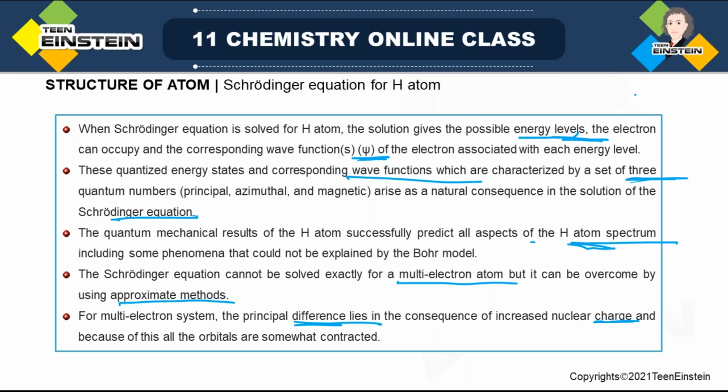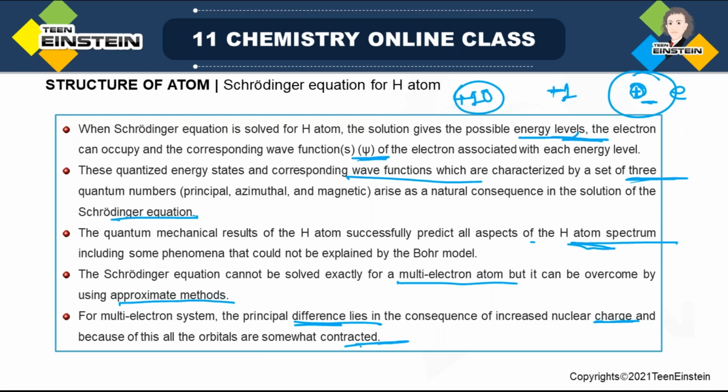When there is a single proton and a single electron, the nuclear charge is only +1. But when it is a multi-electron system, suppose atomic number 10, now it is +10, the number of protons has increased. So now you have a higher nuclear charge compared to a single-electron system. And because of this, what will happen? All the orbitals are somewhat contracted.